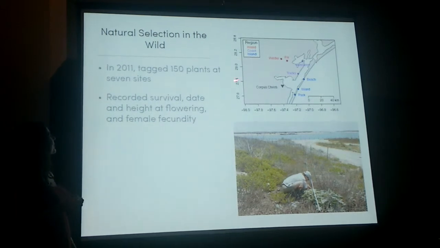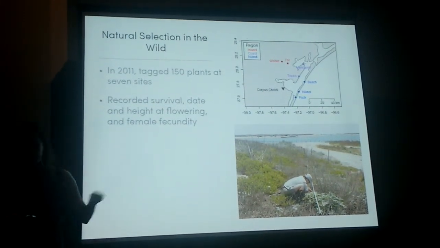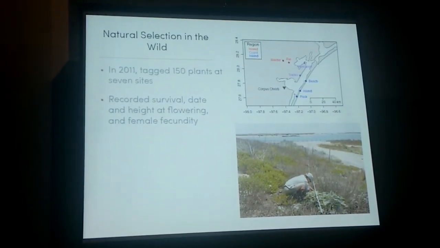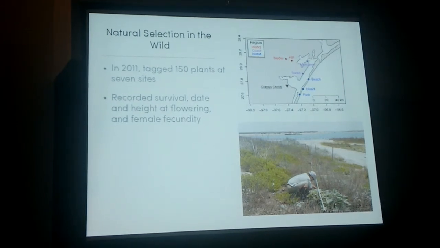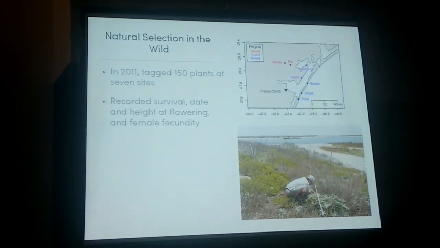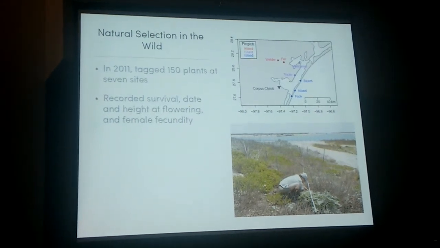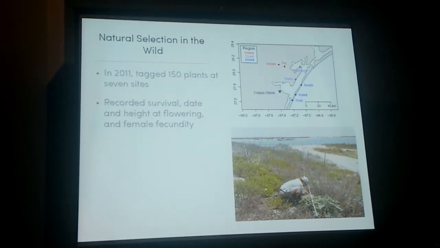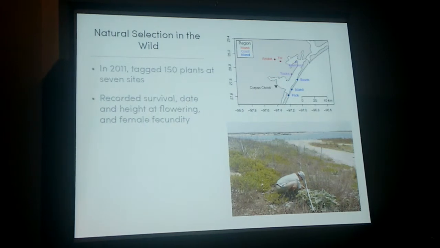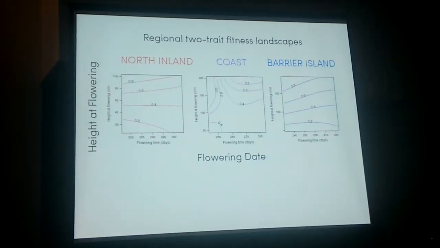At each of these sites, for each individual, we recorded when they flowered, if they survived, when they died, their height at flowering, and then fecundity as the number of flower heads they produce at the end of their lifespans, as a component of fitness, or proxy for fitness in the system. Okay, so this is what we see.